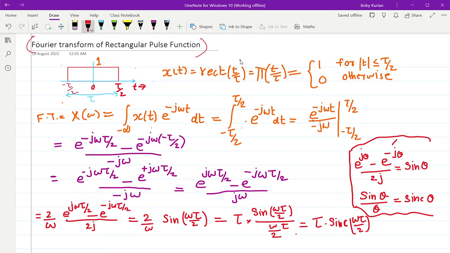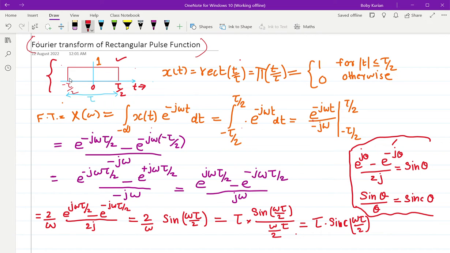So what is the Fourier transform of a rectangular pulse function? We have to find the Fourier transform of the rectangular pulse function. The rectangular pulse function is shown in this figure. It is a rectangular pulse having a width of tau, ranging from minus tau by 2 to tau by 2, and its amplitude is equal to 1.